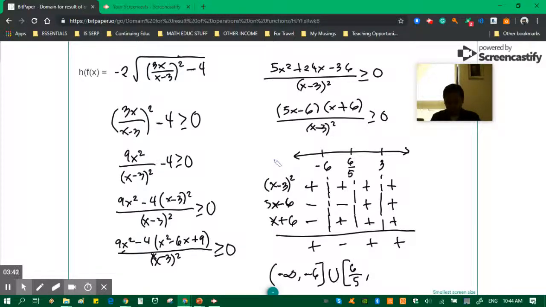Now, is it everything more than 6 over 5? We have to stop at 3 first. The 3 will make our denominator 0, which is always a restriction. And then we can proceed. This is the domain of h of f of x.